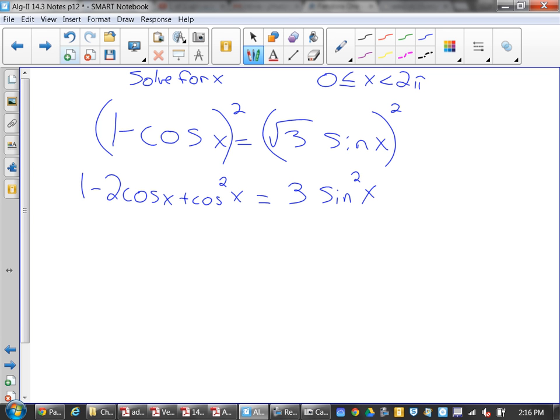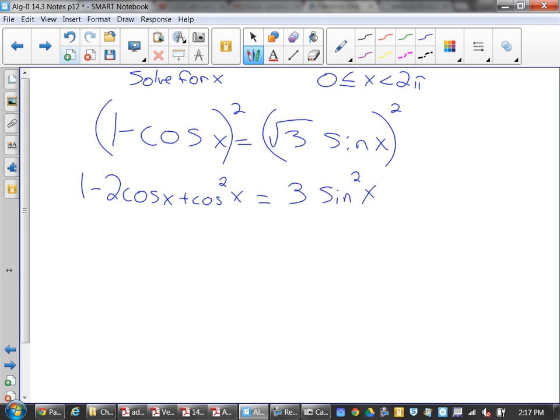Okay? It doesn't look any better right now, does it? Now, let's think of it this way. If you look at it, see how we've got more cosines than sines? Can I rewrite sine squared in terms of cosine squared? You can. Careful, is it cosine squared minus 1 or is it 1 minus cosine squared? 1 minus cosine squared.